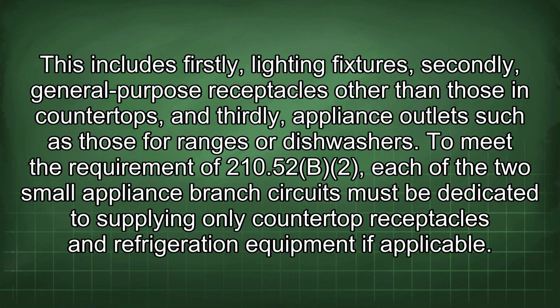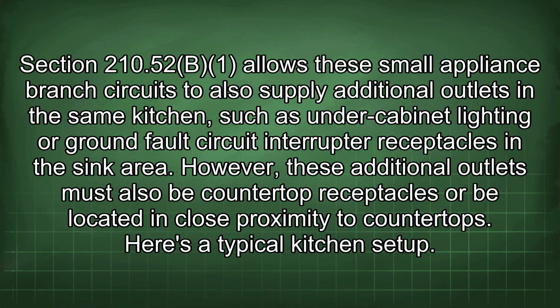for ranges or dishwashers. To meet the requirement of 210.52(B)(2), each of the two small appliance branch circuits must be dedicated to supplying only countertop receptacles and refrigeration equipment if applicable. Section 210.52(B) allows these small appliance branch circuits to also supply additional outlets in the same kitchen, such as under cabinet lighting or ground fault circuit interrupter receptacles in the sink area. However, these additional outlets must also be countertop receptacles or be located in close proximity to countertops.